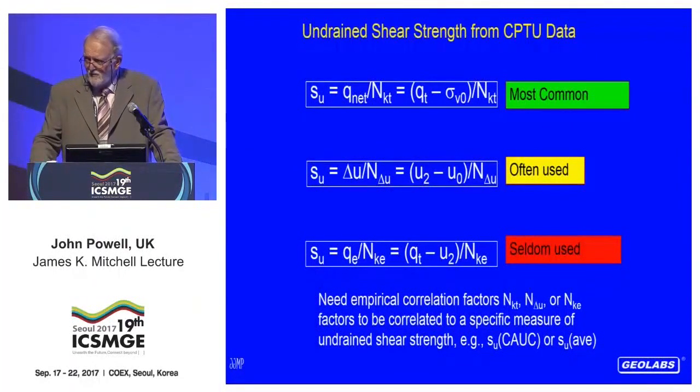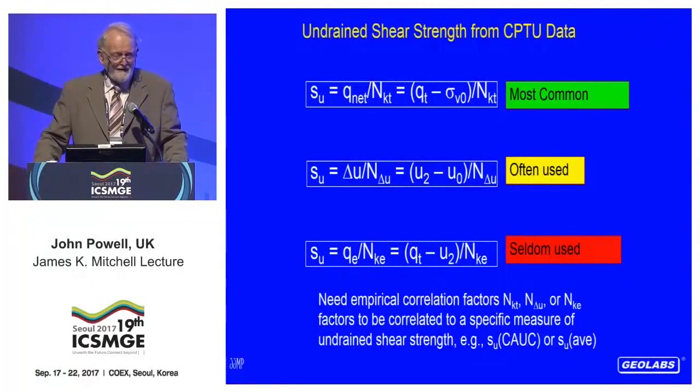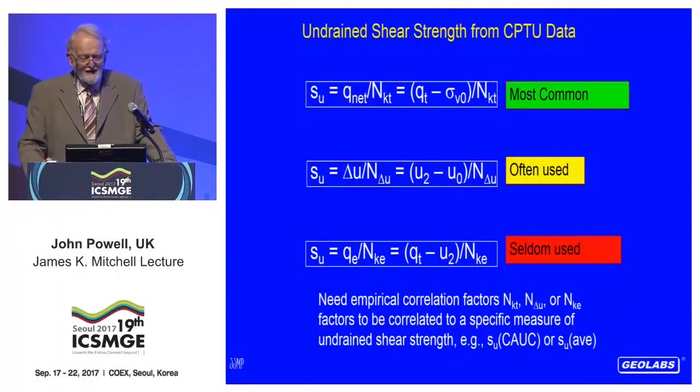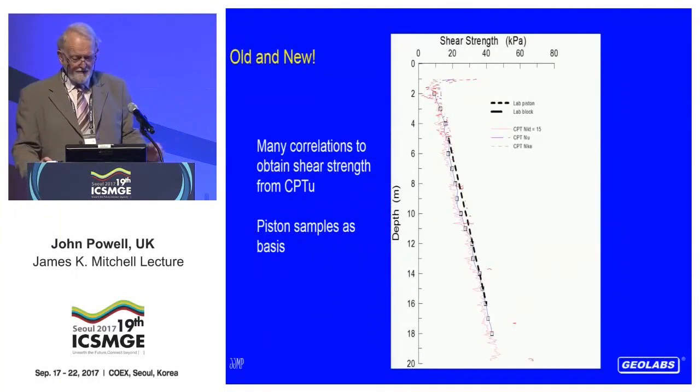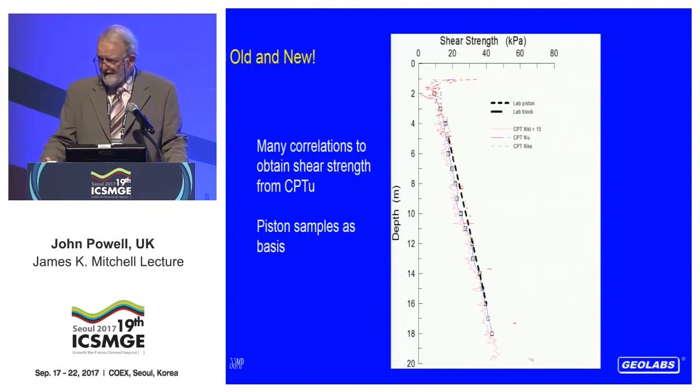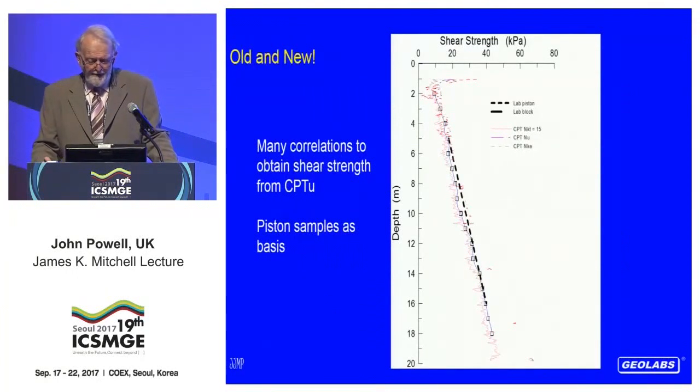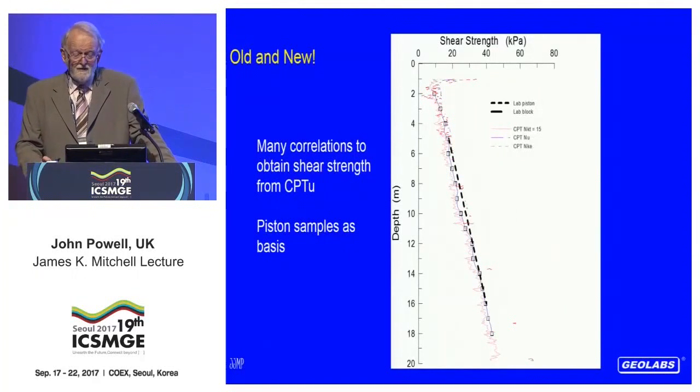And we have to come up with these factors, NKT, N delta U, and NKE. Work has been done on that, and they've been well established. And here on one of the soft clay sites, you can see laboratory strengths from piston samples and the corresponding cone profiles based on NKT, N delta U, and NKE that were available at the time that this work was done. All agreed remarkably well. We were very confident in this.